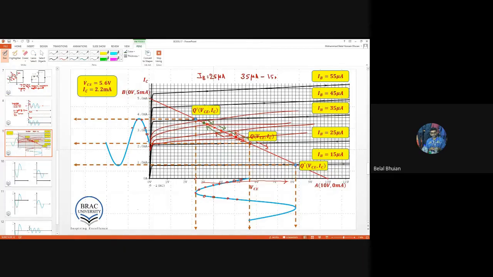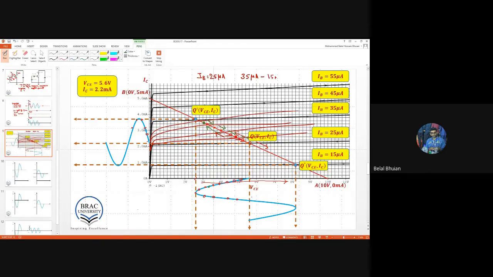For each base current, the load line intersects the corresponding IV characteristics, and from each Q point we find the value of VCE and IC. When you connect all the points, you will find that VC is in fact changing, from 5.6 coming down to roughly 2.5, and again going to roughly around 8.2.